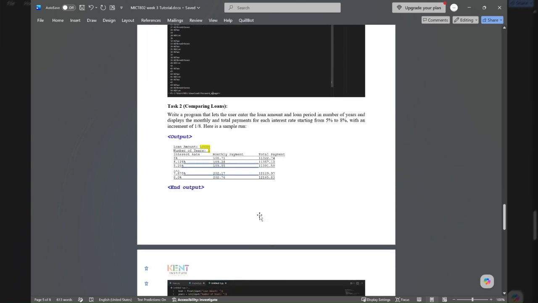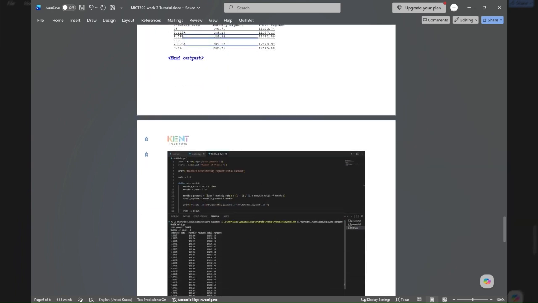The biggest programming exercise for this week was the loan comparison program. The user enters the loan amount and the number of years, and the program calculates the monthly payment and total payment for the different interest rates. We used a loop to increase the interest rates from 5 to 8 by 1/8 of a percent each time. This helped me understand how loops can automate calculations instead of doing them manually.